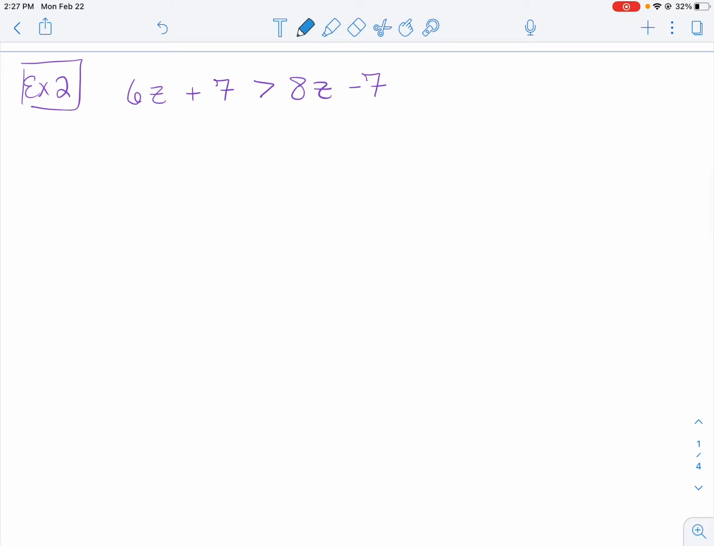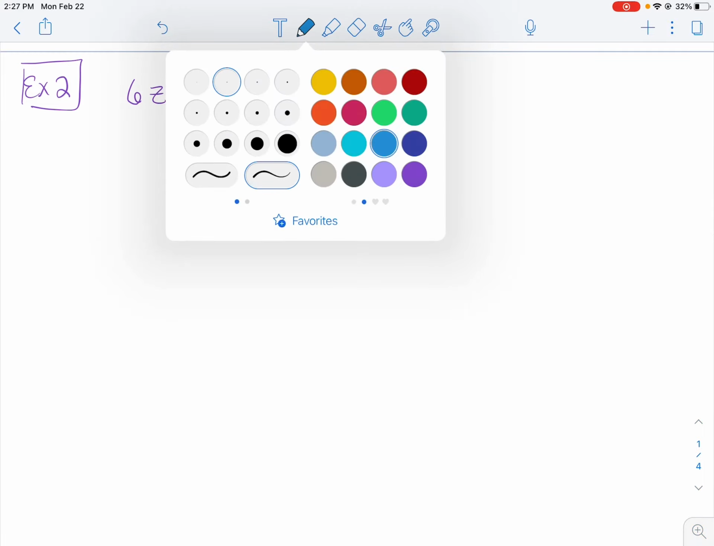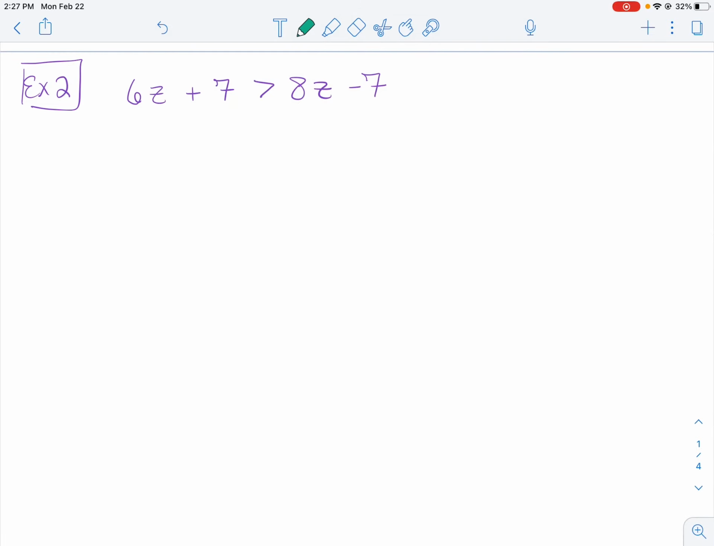Let's try example 2. So here, there's no parentheses to get rid of, so I want to start by combining like terms. I'm always personally going to try and move my variable to the left. It's easier to read the inequality that way. If you move it to the right, that's also fine, but then you have to remember to flip it at the end, okay? So I'm going to start by taking 8z and moving that to the left by doing the opposite, which is subtracting.